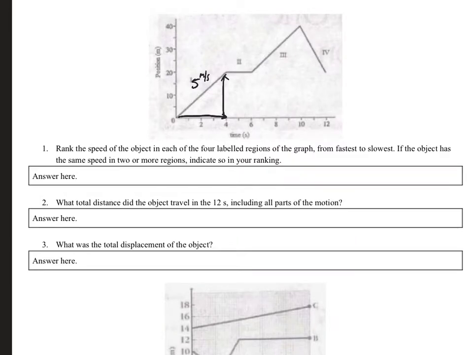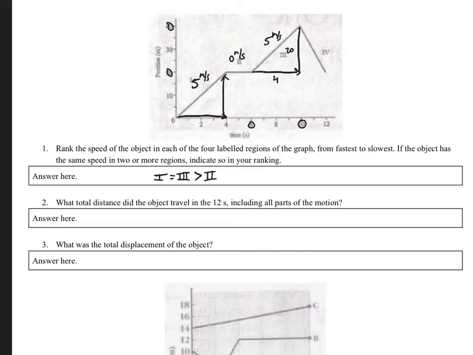The slope of section 2, it doesn't rise at all, so that slope is 0. That means our object was not moving. If I look at section 3 by itself, it goes from 6 to 10, so that's a run of 4, and it goes from 20 to 40, which is a rise of 20, so it also has a slope of 5 meters per second. So I see that 1 and 3 are the same, and they're greater than 2. So 1 is equal to 3, and both of those are greater than 2, which is 0.